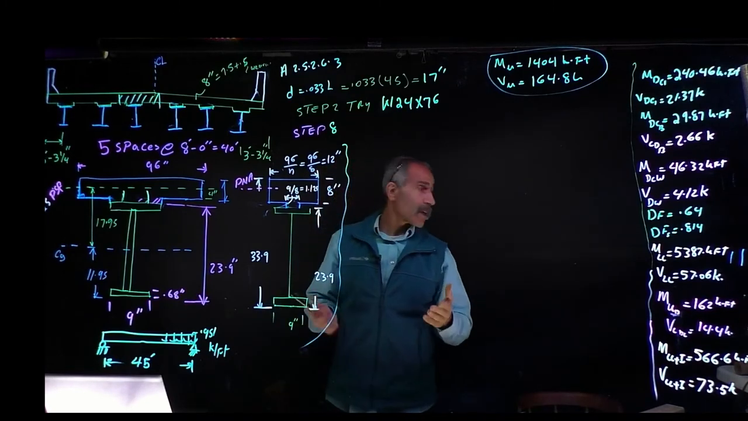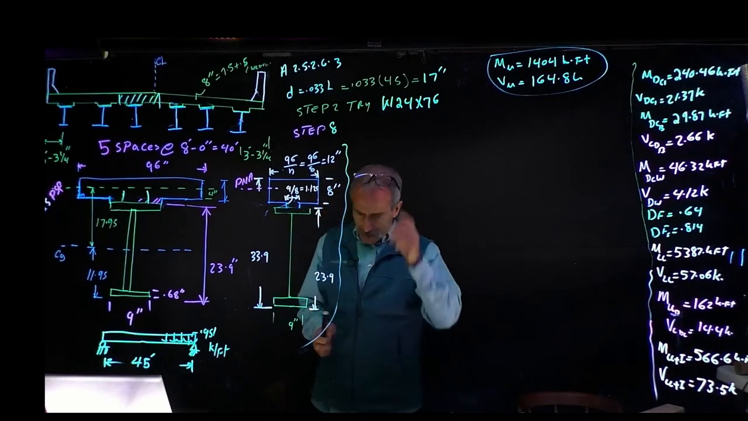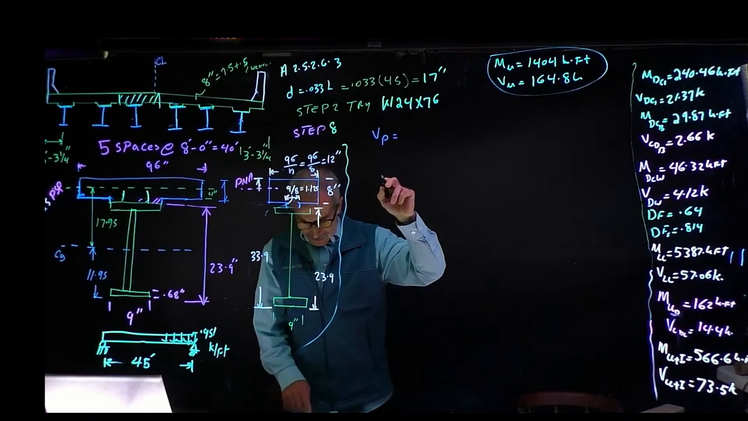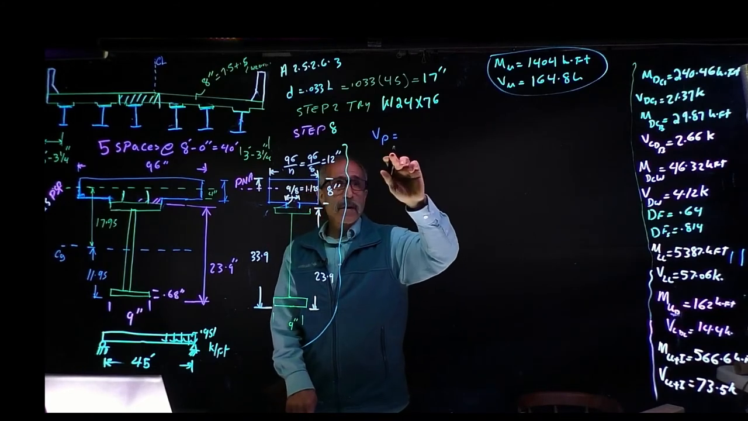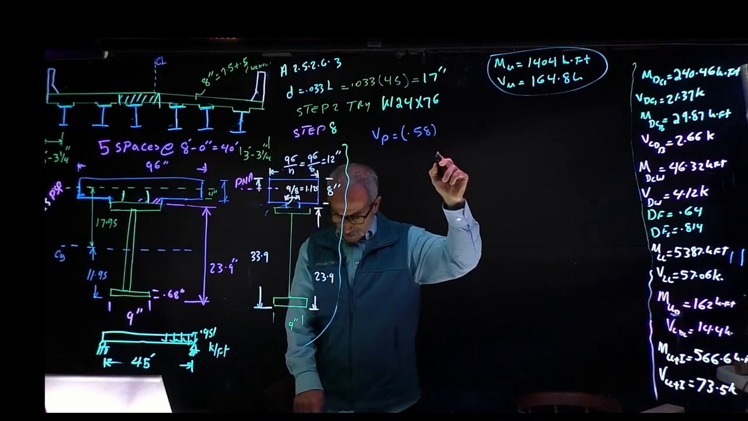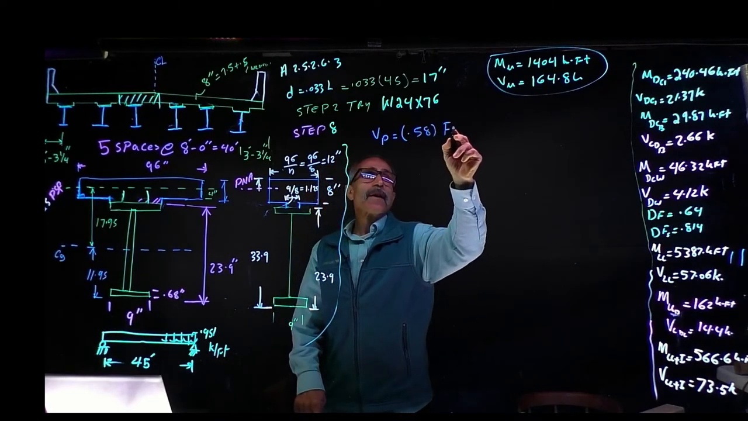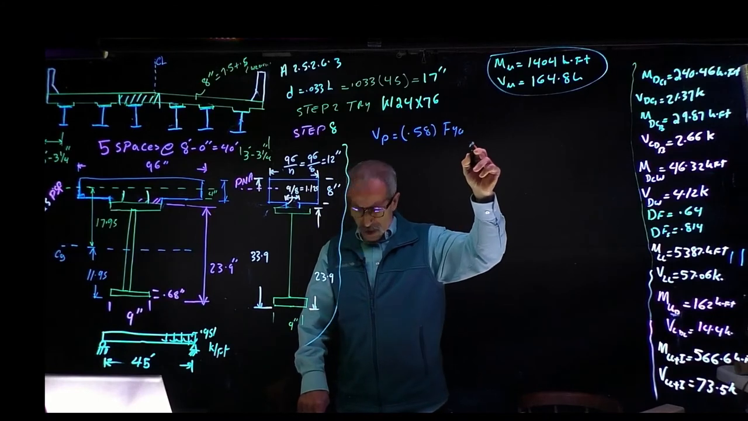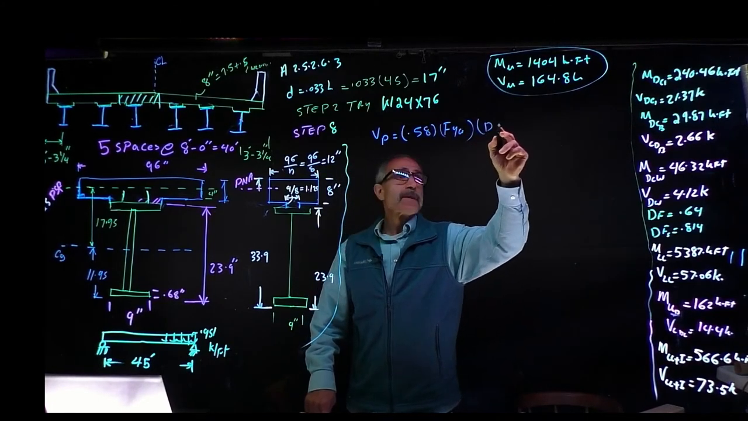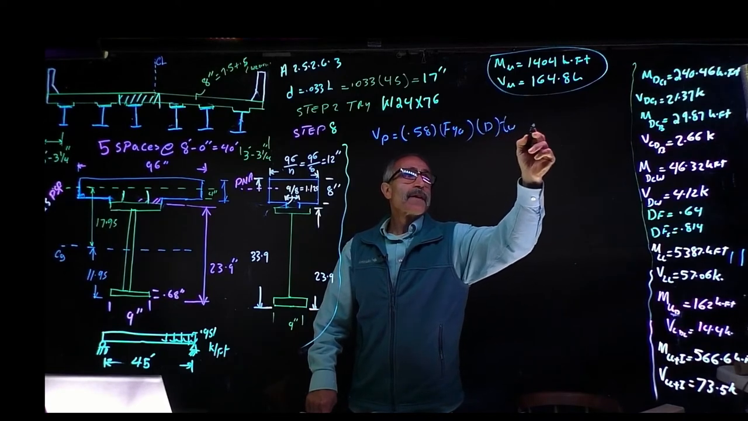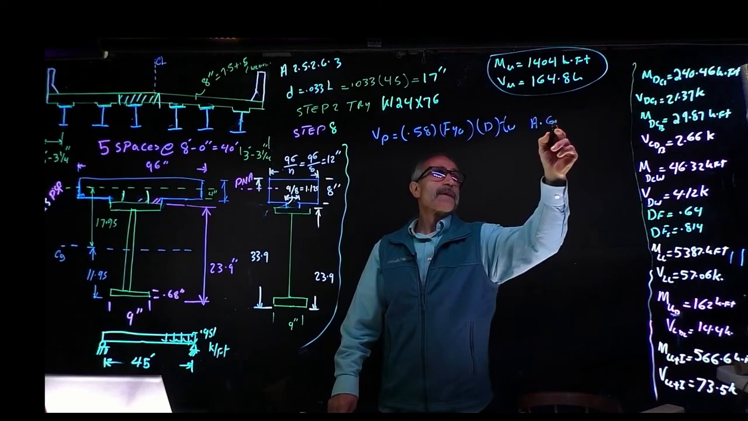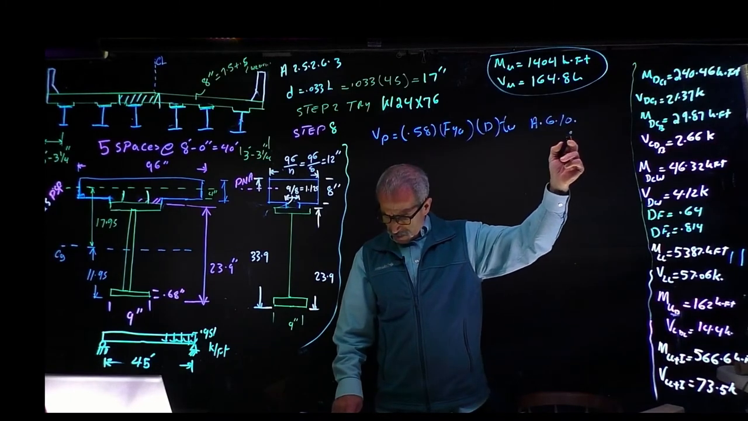Next, we're going to go ahead and compute the plastic shear resistance VP. And VP is going to be from the formula, hold on, let me write the formula down. 0.58 times FYW times D times TW. And that's from AASHTO 6.10. And I have put on the screen, 0.9.22.